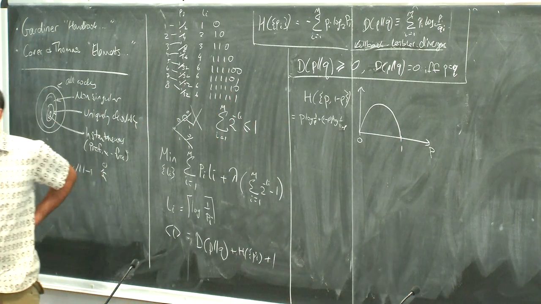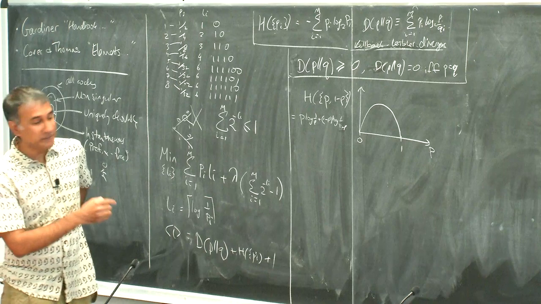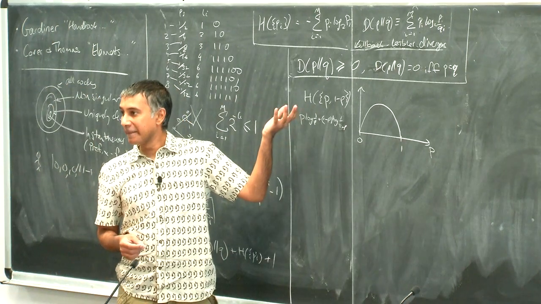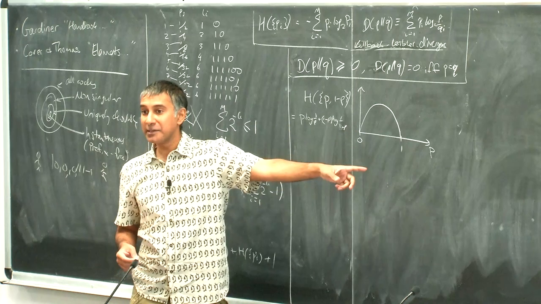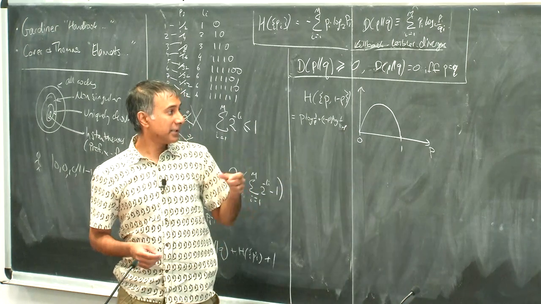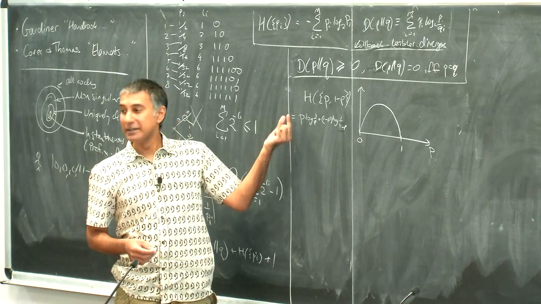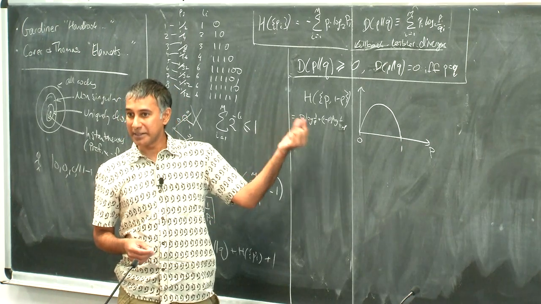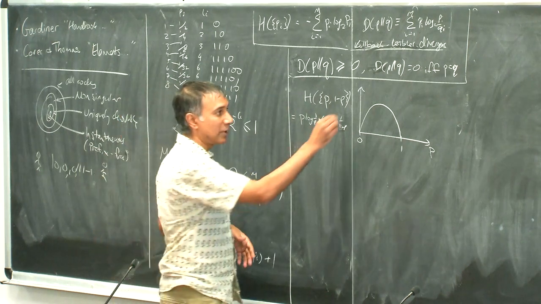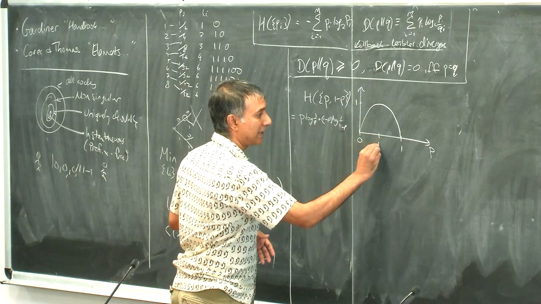It's not a parabola. It's this funny formula. It's obviously symmetric in P. It's obviously 0 at the two endpoints. And at the midpoint, what is its value? It's half times log 2 plus half times log 2, which is log 2, which is 1, at value half.